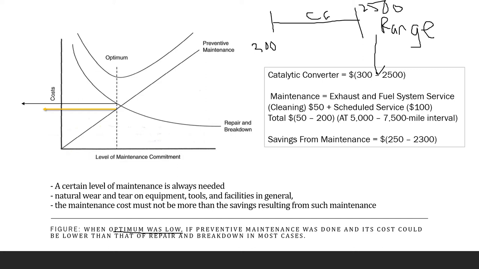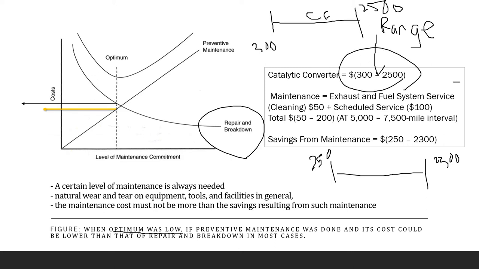So if you do $50 to $200 of preventive maintenance, you're going to save. 300 minus 50 gives you 250, and 2,500 minus 200 gives you $2,300. So the range is $250 to $2,300 that you will save, instead of doing repair after breakdown and paying this much. You can do the preventive maintenance by paying $150 at 5,000 to 7,500 miles, so your car will not get a low catalytic converter system optimum operation.